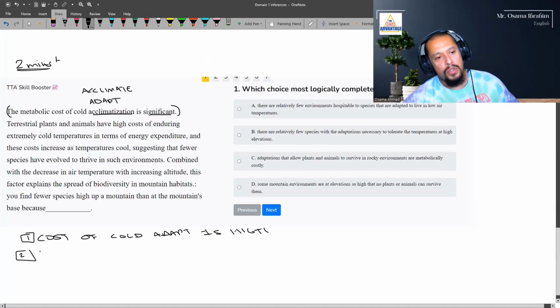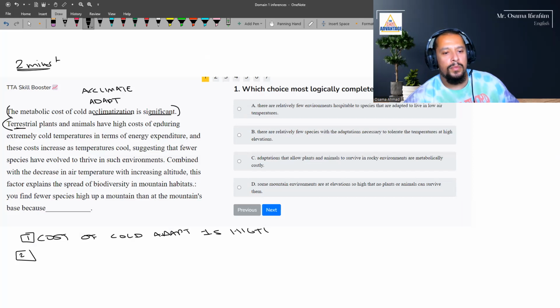Okay, let's look at idea number 2. Terrestrial plants and animals have high costs of enduring extremely cold temperatures in terms of energy expenditure, and these costs increase as temperatures cool, suggesting that fewer species have evolved to thrive in such environments. Okay, what does idea number 2 tell us? That the plants and animals have high costs. We already know this from idea number 1. I want you to look at the result of this cost. They increase as temperatures cool. What is the result of this? That fewer species evolve to thrive in such environments.